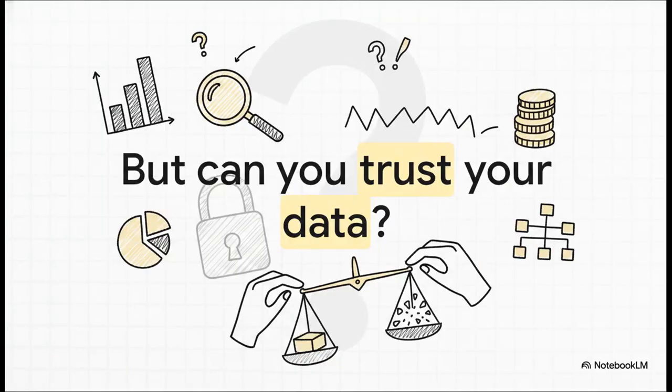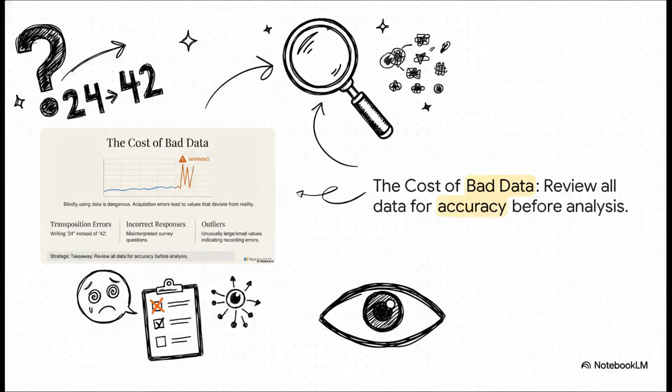So you've got your data, you know what kind it is, you're ready to go, right? Well, hang on a second. Before you do anything else, you have to ask yourself one absolutely critical question. Can you actually trust this data? This is so important because just blindly running with the data you're given is a recipe for disaster. A tiny little transposition error, typing 24 instead of 42, can wreck your results. Or what if someone misunderstood a survey question? Things like this, plus weird outliers, create bad data that just doesn't reflect reality. So here's the bottom line. You must review your data for accuracy before you even think about starting your analysis.